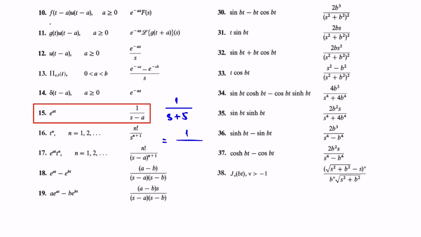So this can be written as 1 over s minus negative 5. Right? So a is equal to negative 5. Therefore, the inverse Laplace transform of this function is e to the negative 5t.